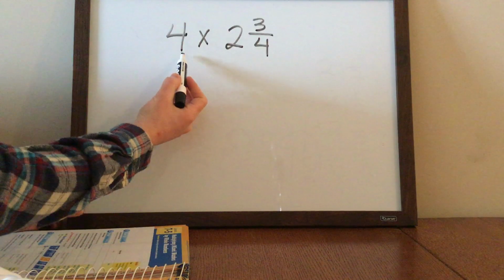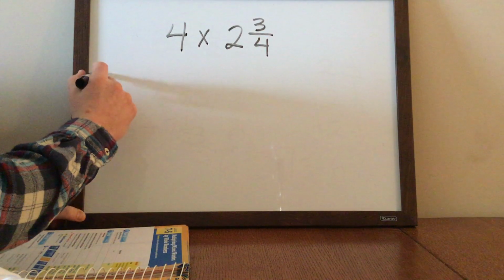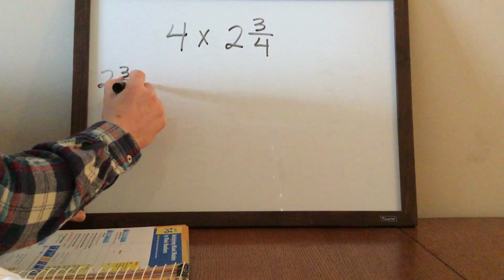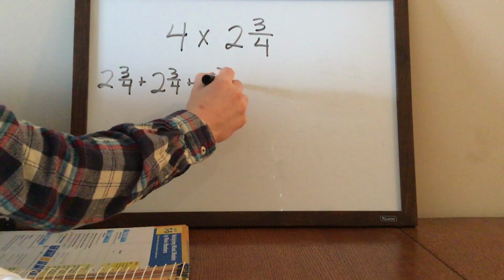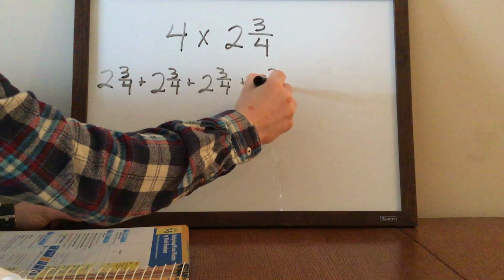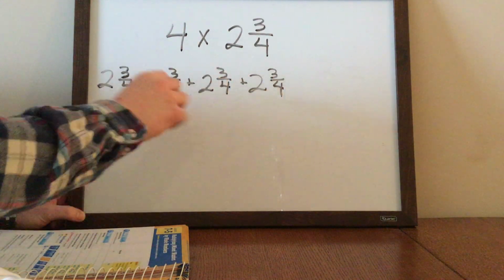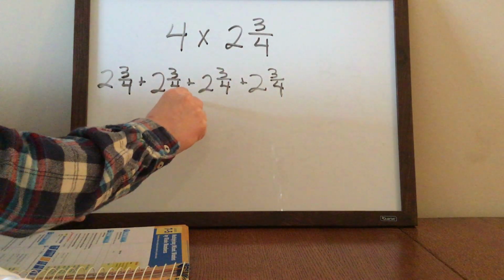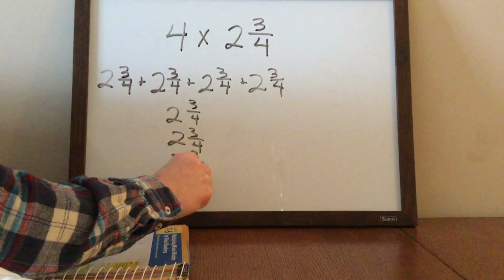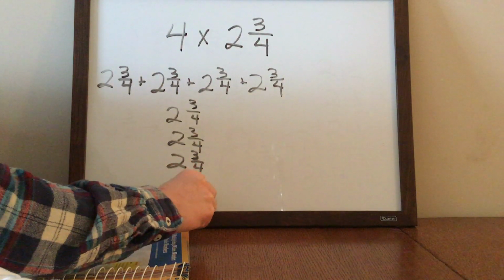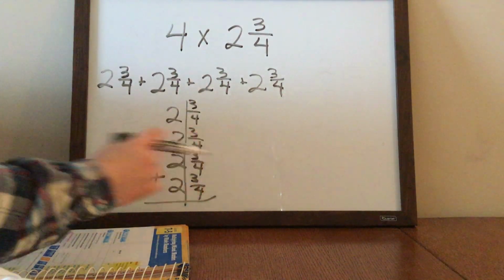But we can read this problem as 4 groups of 2 and 3/4. So you could do 2 and 3/4 plus 2 and 3/4 plus 2 and 3/4 plus 2 and 3/4. Now, if you're going to add that out, make sure you stack them up. So 2 3/4, 2 3/4, 2 3/4, I'm running out of room, 2 3/4. All right, I'm going to have to write my answers over here because I ran out of room.